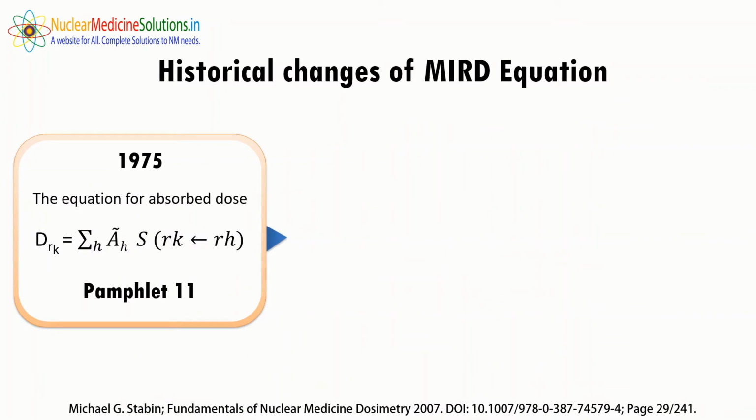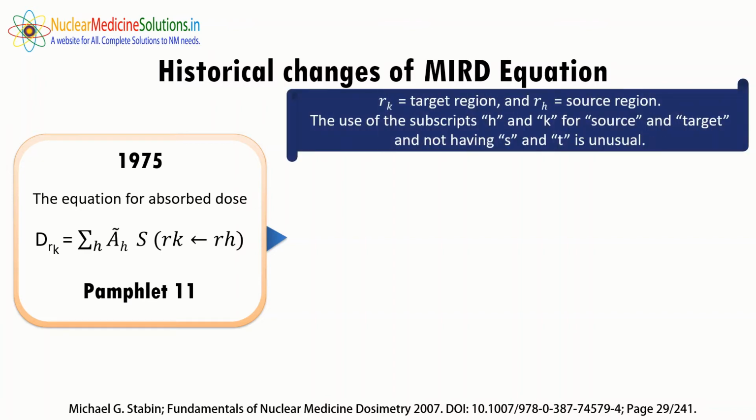In 1975, the equation of MIRD was D(rK) = Σ_h Ã_h × S(rK ← rH). Here K and H are both subscripts, where rK is the target organ or region and rH is the source region. The use of subscripts H and K for source and target, and not S and T, was unusual. Let's see the story behind keeping subscripts H and K for source and targets.